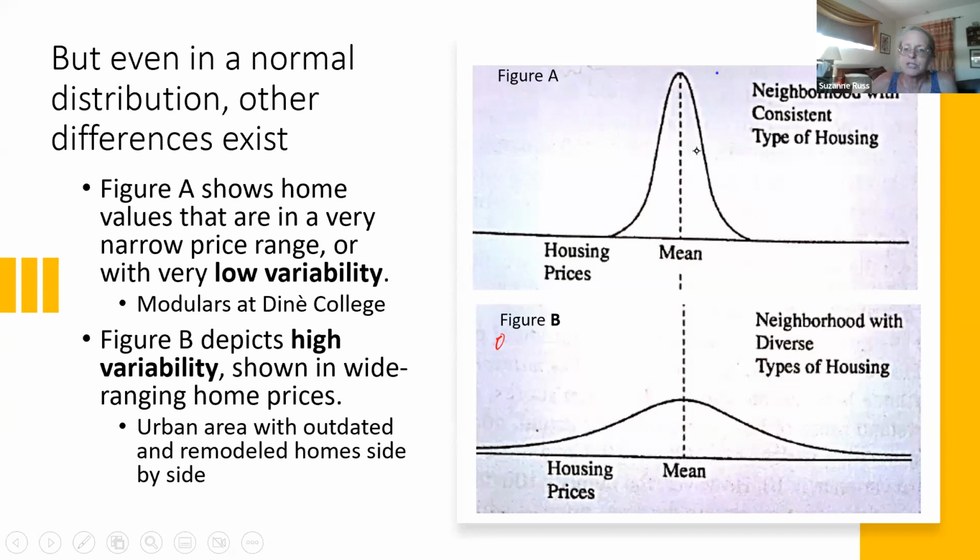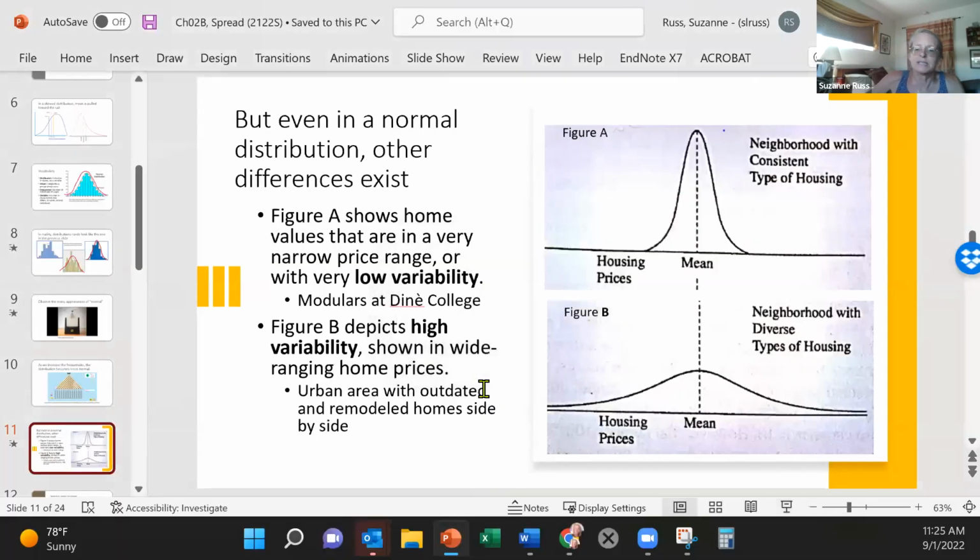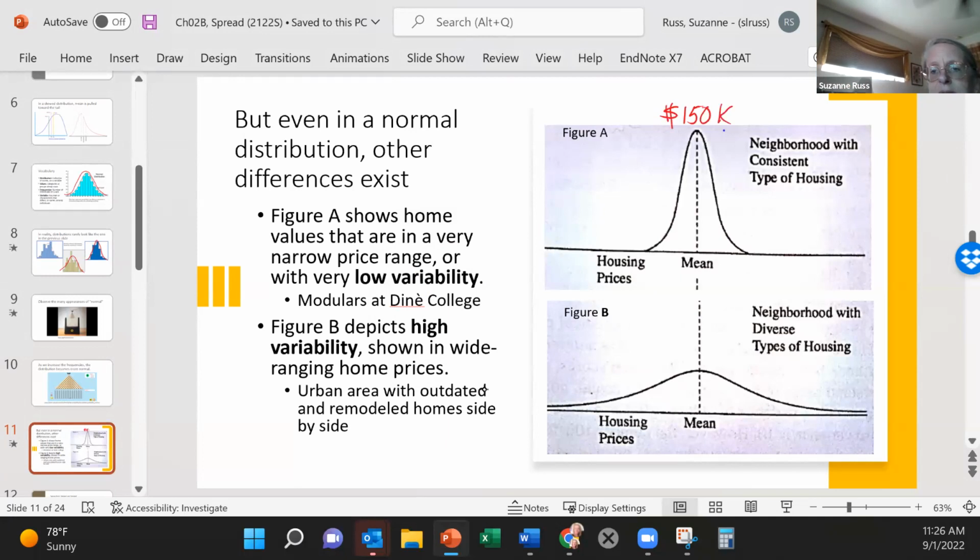And so you can see these are two neighborhoods. Now let's imagine that the mean, or the average, is the same in both groups. Let's imagine that the mean in this case is 150,000, and the mean in this case is 150,000. The means are the same, but these distributions are very different, aren't they? We have a lot more diversity in this lower neighborhood.